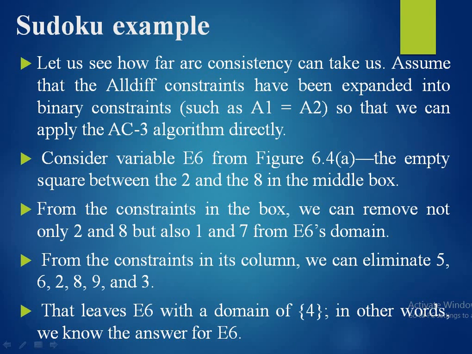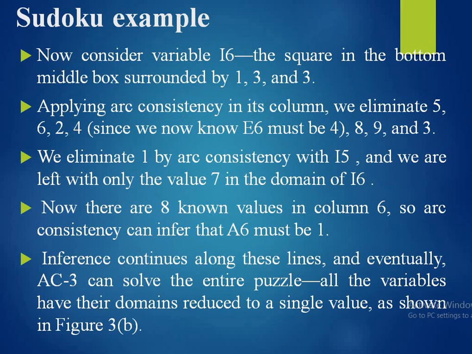Now consider variable E6 from figure 6, that empty square between the 2 and 8 in the middle box. From the constraints in the box, we can remove not only 2 and 8 but also 1 and 7 from E6's domain. From the constraints in its column, we can eliminate 5, 6, 2, 8, 9 and 3. That leaves E6 with the domain of 4. In other words, we know the answer for E6.